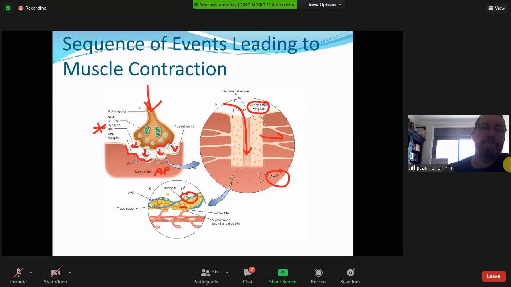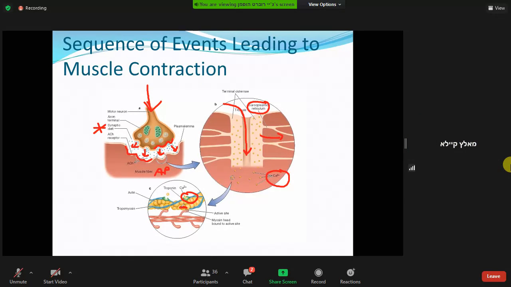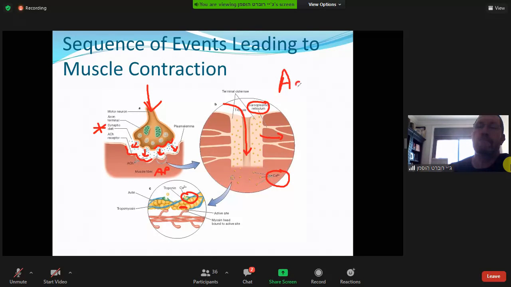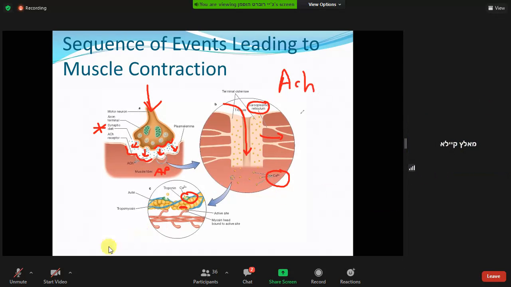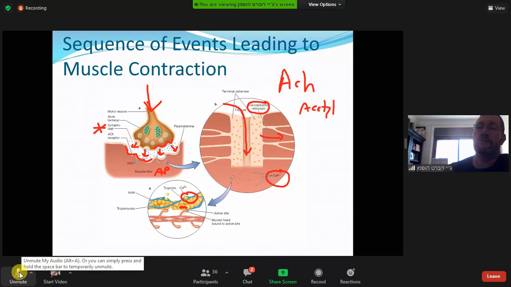You all understand that? What's ACh receptor? Acetylcholine. What does it do? It's a neurotransmitter. Is it specifically a neurotransmitter for muscles? Yeah, for the neuromuscular junction.